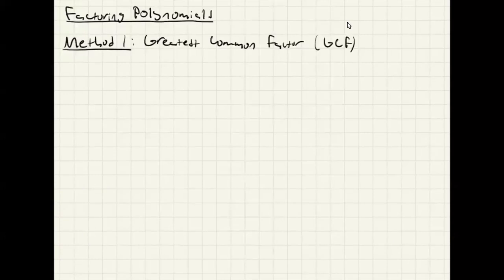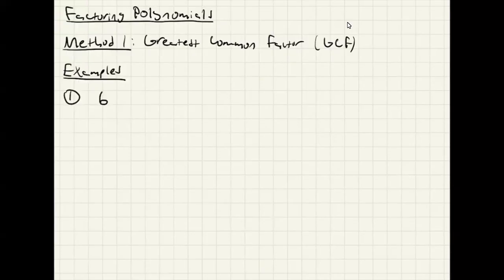So the idea for this method is you look for things that all of the terms of your polynomial have in common. You're looking at each individual term, you're noticing what things they have inside of them, and you want to find what all of them have in common. So let's just do some examples. I think it's best to see it this way.